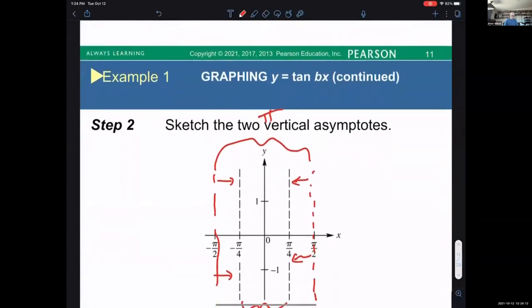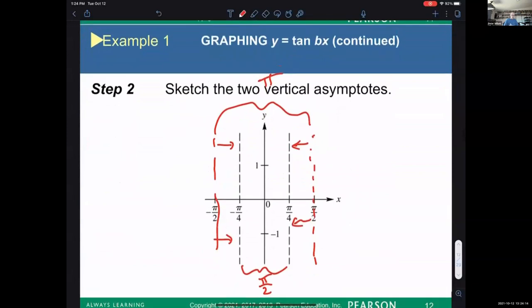So the period gets divided by that multiplier, by whatever that number is that's a multiplier. The period gets divided by that number, and that also causes the values of the vertical asymptotes to get divided by that number as well.